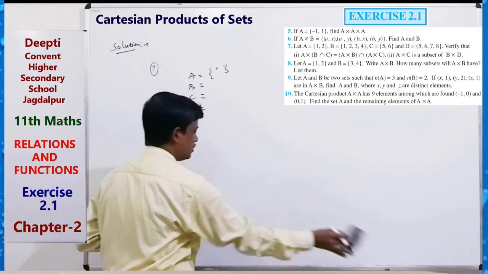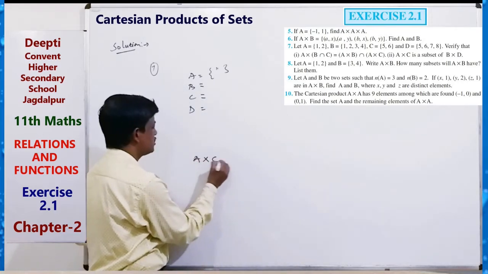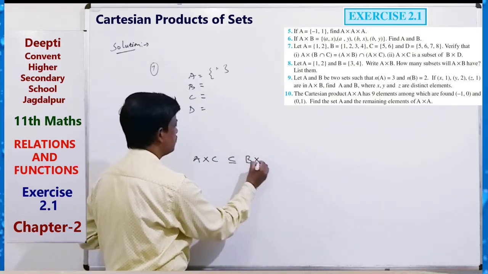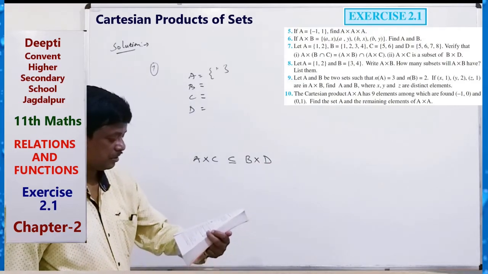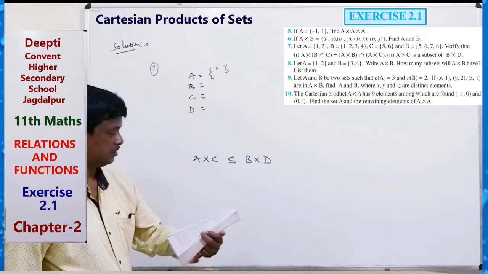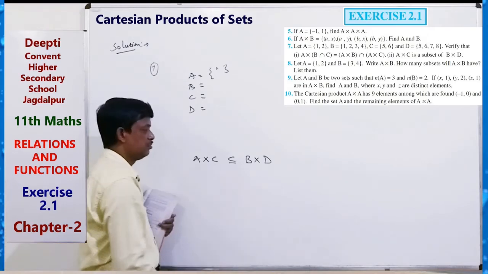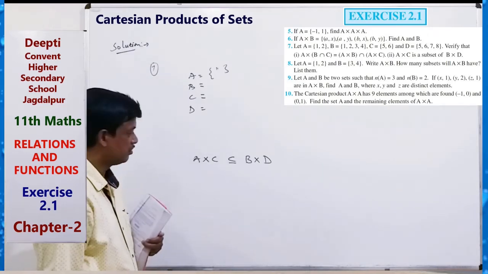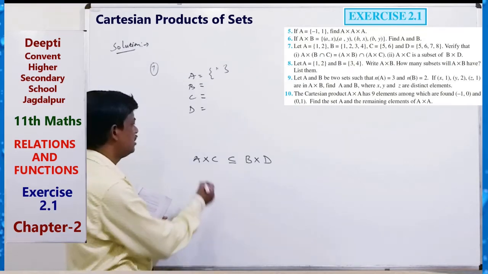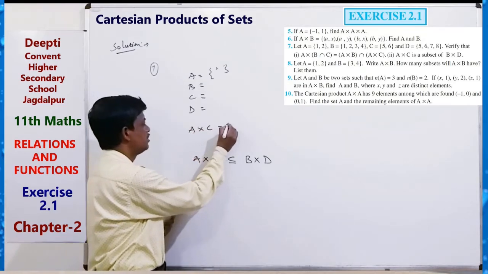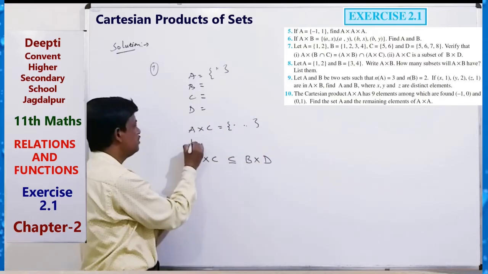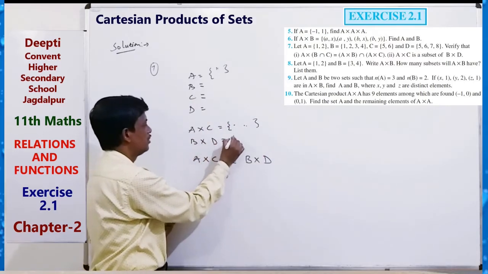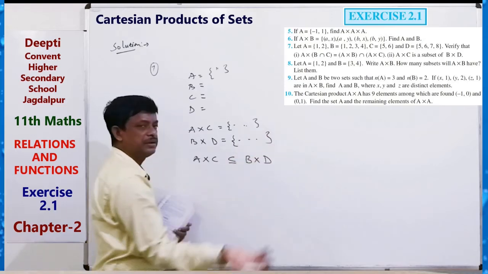A cross C is a subset of B cross D. This subset relation is what we have to prove. Just list A cross C, you can do it from here. Similarly, list B cross D, you can also do it.